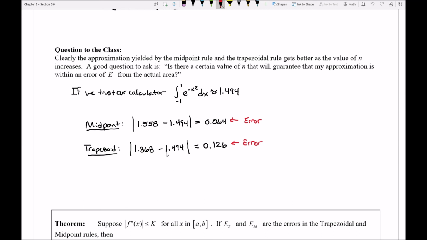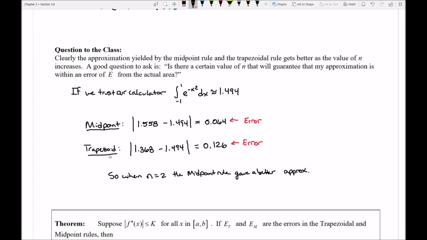So in this case, when n equals 2, it appears that the midpoint rule gave a better approximation. Now, that doesn't necessarily tell me that the midpoint rule is always going to produce a better approximation. Maybe as I change n, or as I change the function that I'm working with, the trapezoid rule might all of a sudden become more valuable.